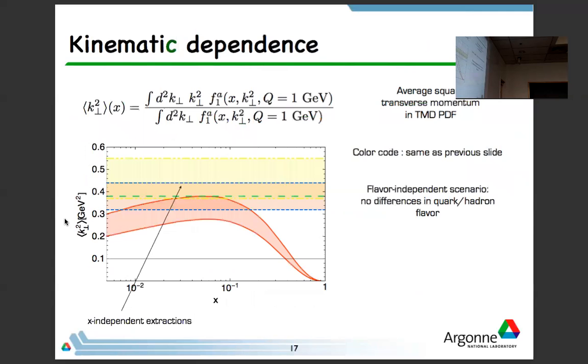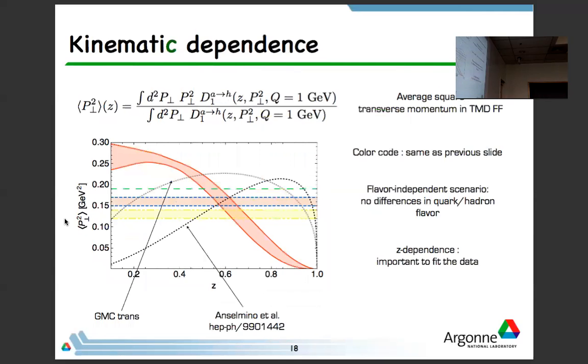These are the kinematic dependencies of the average k perp square as a function of x at 1 GeV, and the z dependence of the average p perp square. I think Ralf this morning showed us a slide for this quantity, which I'm not saying is the same thing, but the shape is comparable in a sense. I think you measured this width on Monte Carlo data, right? What was the energy scale? 10 or 100 GeV? Whereas this is 1 GeV, but this is what comes out from our fit. This is the zeta dependence of the average square transverse momentum from the fragmentation functions.